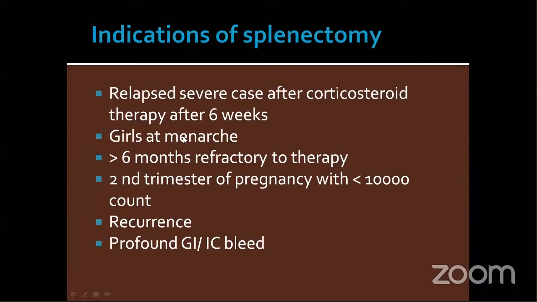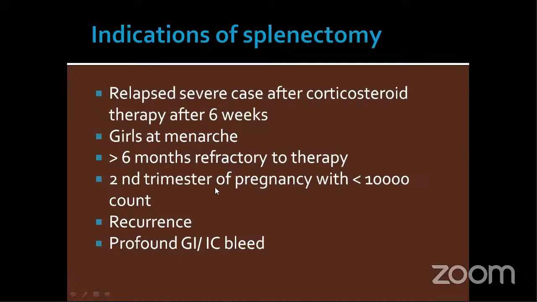And if any girl child attains menarche, there will definitely be severe blood loss during menstruation. So in case of refractory cases with severe thrombocytopenia, if the girl has attained menarche, please do splenectomy, or else there will be very severe menstrual blood loss. Suppose the patient is on therapy, not only with corticosteroids but also with immunosuppressants, and is refractory to medical management for more than 6 months, you have to do splenectomy.